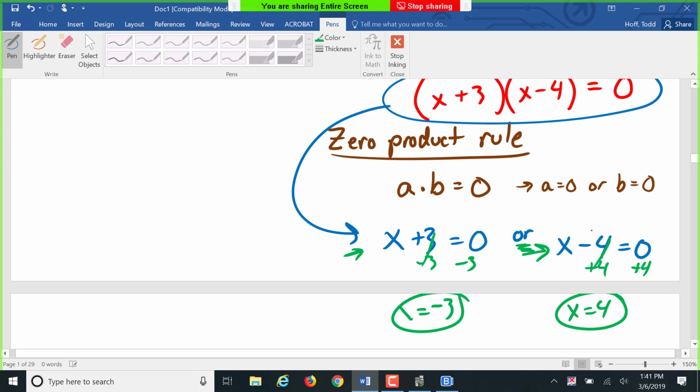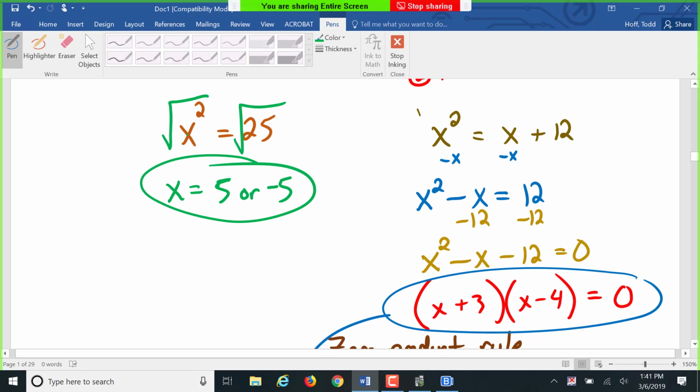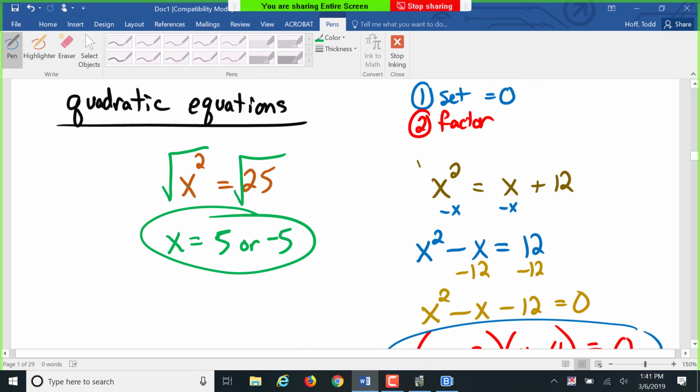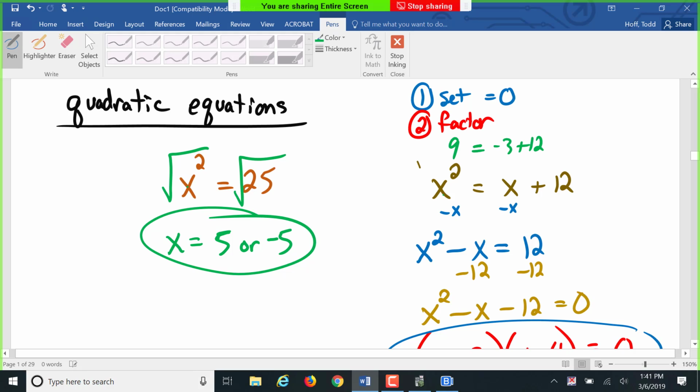I would then test them back in the original equation. If I put negative 3 in here, negative 3 squared is 9. Negative 3 plus 12 is also 9. That works. If I put a positive 4 in there, 4 squared is 16. 4 plus 12 is also 16. That also works. So the solutions here were x equals negative 3 and x equals 4.